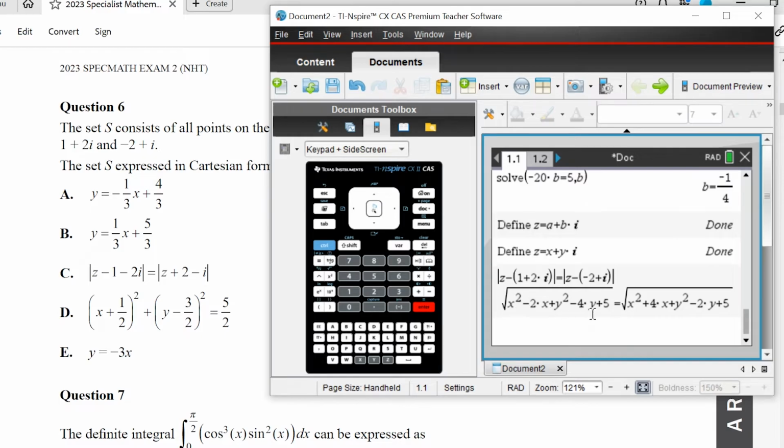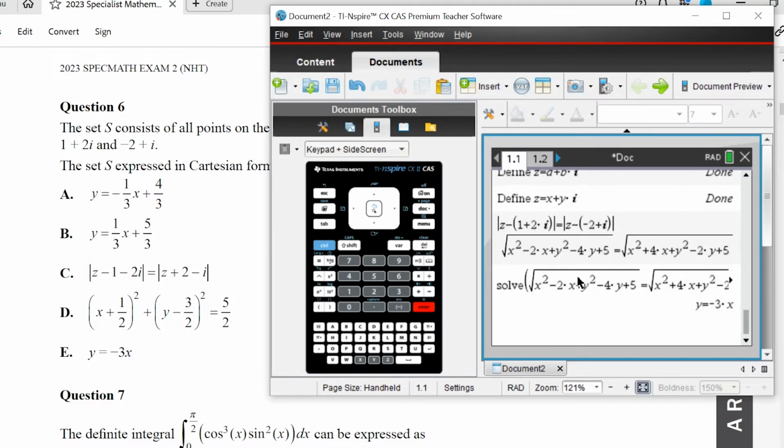And what I want to do here is figure out which one of these is correct. I know this is actually going to be a linear graph because this is the perpendicular bisector of these two points. It's a straight line. So I'm going to solve that for y. And there we are, y is equal to -3x. So that again, that's a good use case for defining z as x plus yi. And so in that case, question 6, option is E.